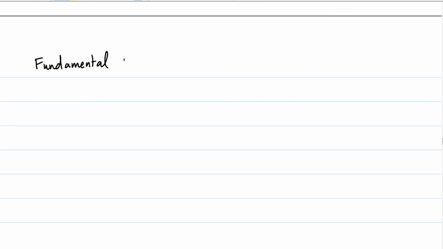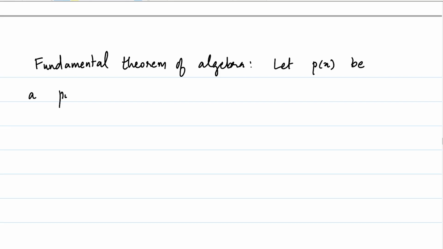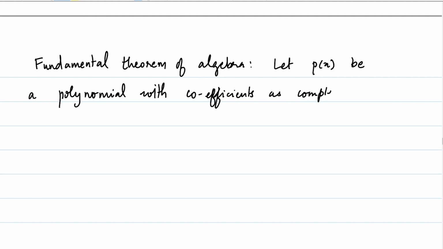So let me just write it down. Fundamental theorem. That's one version of the fundamental theorem of algebra. You could state it differently, but this is more suitable for our purposes. So let p of x be a polynomial over the field of scalars being complex numbers, or to write it differently, a polynomial with complex coefficients, in complex numbers. So this is a polynomial over C.